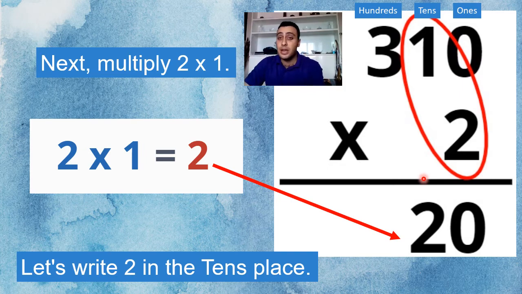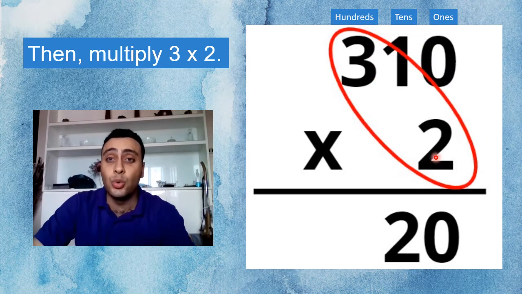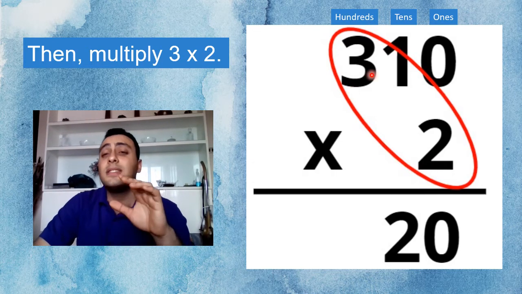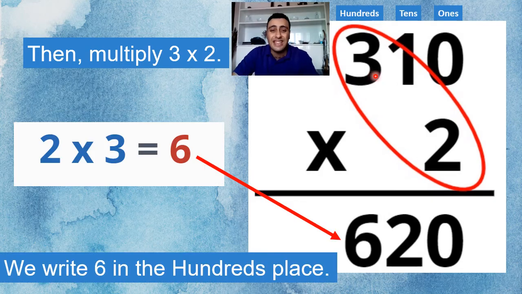Step 3. Let's see. 2 times 3, or 3 times 2, whatever you like, okay? The answer is 6. We put the 6 here. You see, we can write 3 times 2 or 2 times 3. That's the thing about multiplication. You can do it any way you want, right? So, we put the 6 in the hundreds place. Remember, alignment. So, the answer is 620, right? That's it. Pretty simple.